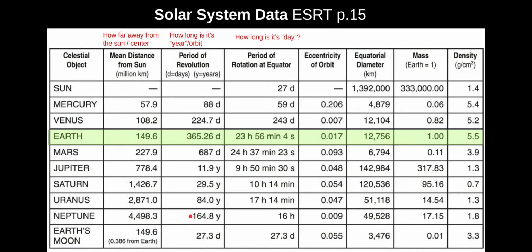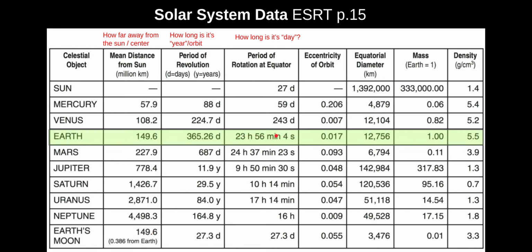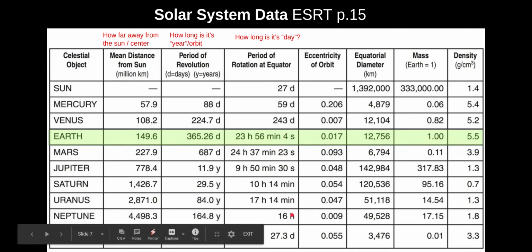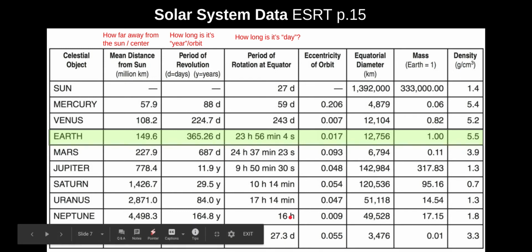The next column is the period of rotation. We might call this the day, right? So how long does it take for a planet to spin around once? Earth is just about 24 hours. You can see some planets have a longer day, right? The planets closer to the sun, like Mercury and Venus, have a much longer day. It takes them a really long time to spin around once. But as we get farther from the sun, those gigantic planets are spinning very, very rapidly. Okay, so they have shorter days than the Earth.